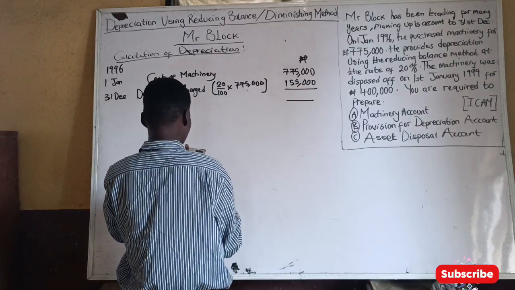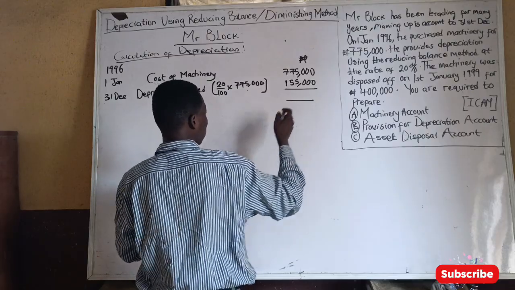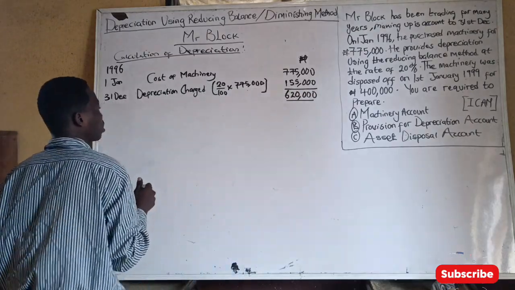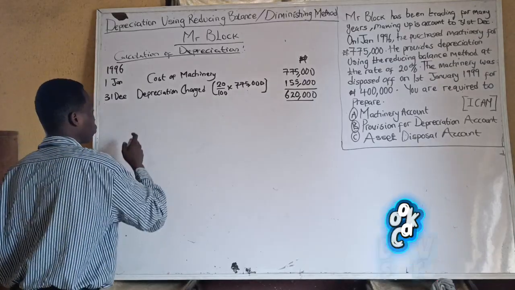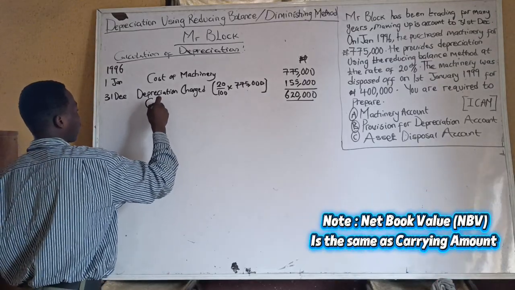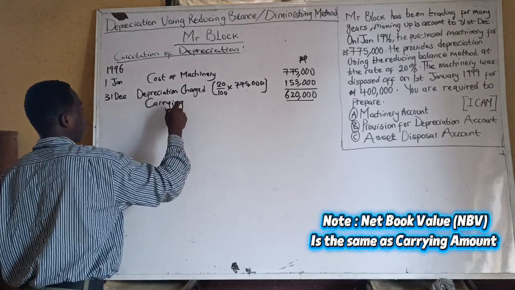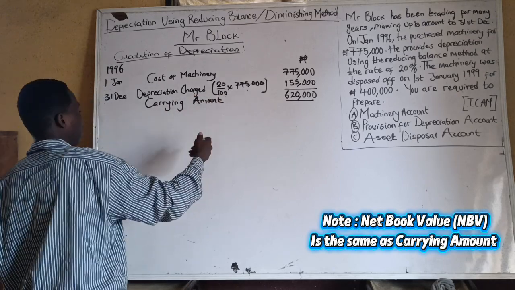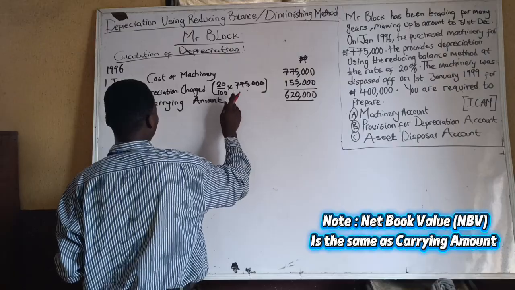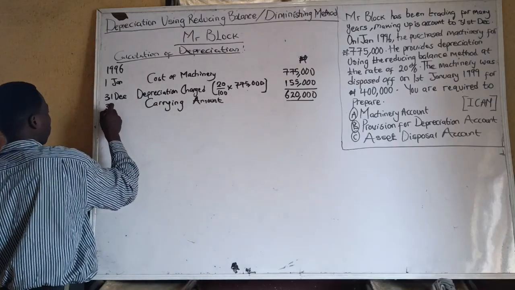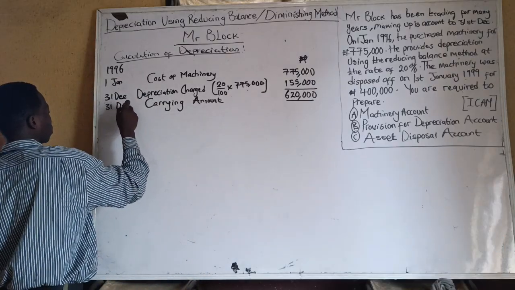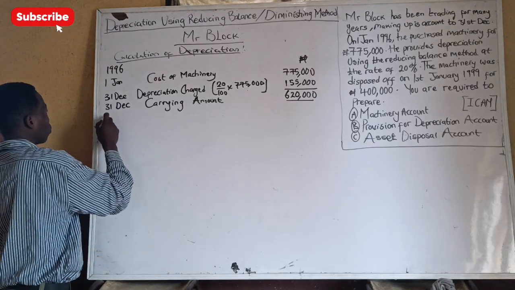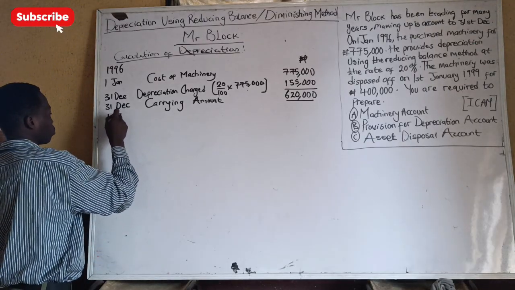When we subtract, this gives 620,000 naira. The 620,000 naira is called the net book value or carrying amount at the end of that year. So you can write carrying amount at the end of 31st December. So we will move to the next year, which is 1997.